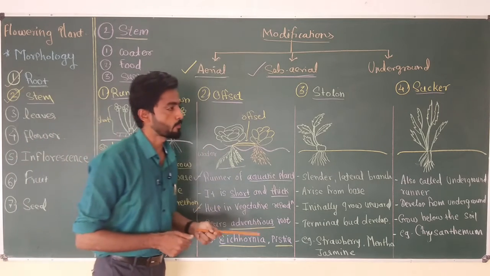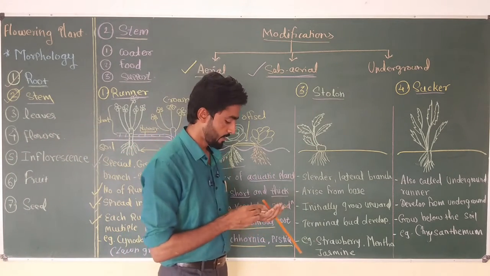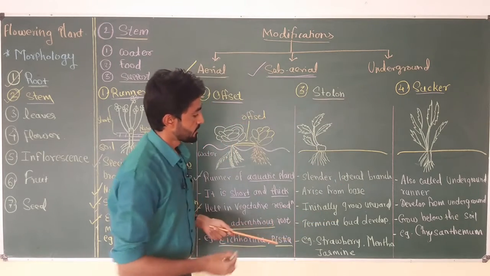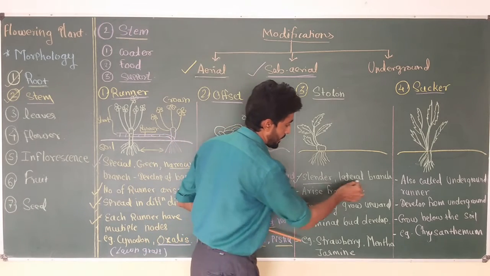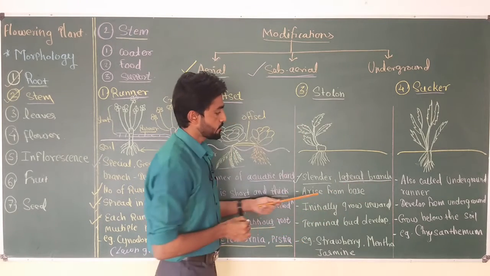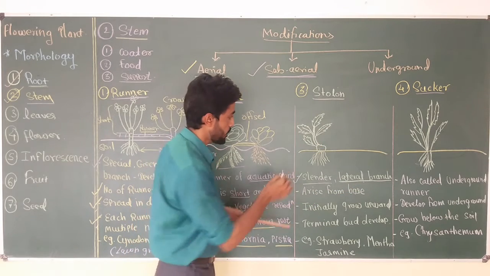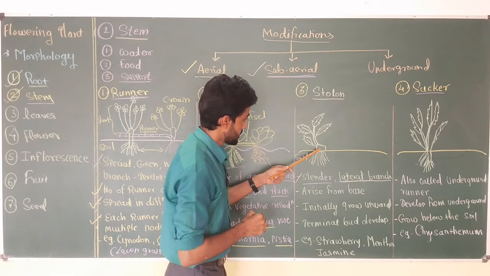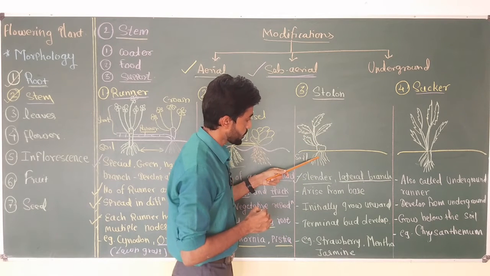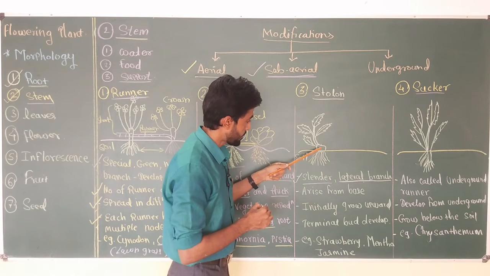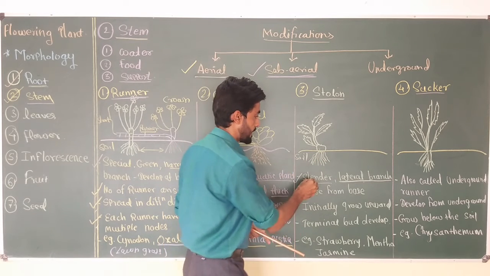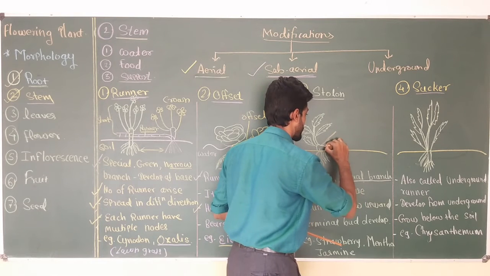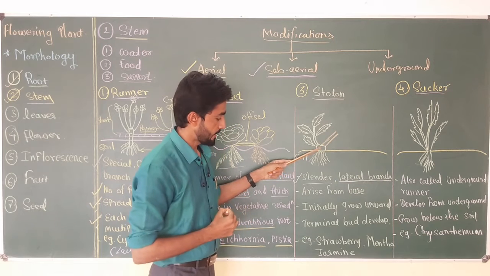Now the third type of modification which comes under the subaerial type is stolon. In this type of modification, a slender lateral branch arises from the base of the stem. Here you can see the soil surface, and the parent plant grows, showing an adventitious root system, and from the base of the parent plant a slender lateral branch arises. A branch is produced from the base of the parent plant.